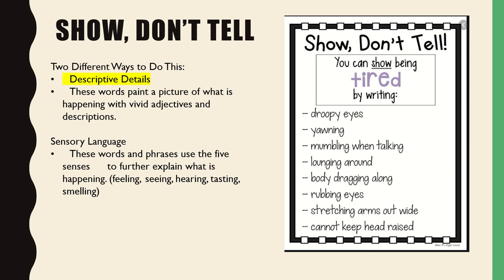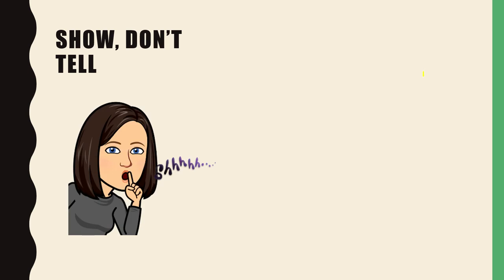So for show, don't tell, you can show being tired by writing, instead of I am tired, droopy eyes, yawning. These are some things that you would see. Mumbling when talking, that's a sensory detail or sensory language that you could hear. Lounging around, body dragging along. All of these things are things that happen when you're tired most of the time. And so you can use these in your writing instead of just saying the boy was tired. So we're going to show, don't tell.